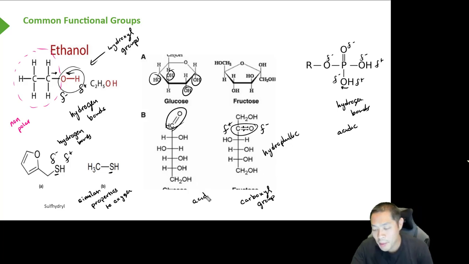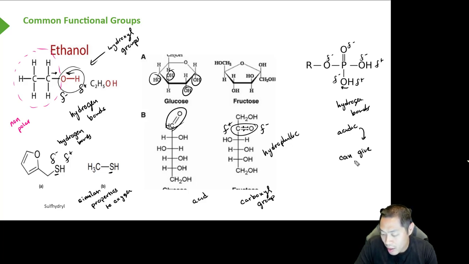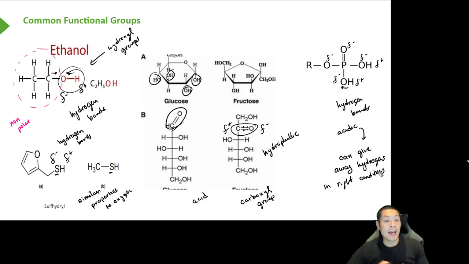And what I mean by acidic is that the oxygen so wants electrons, it can give away hydrogens in the right condition. And that'll make more sense as we talk more about it. But that's what acid is. Acid gives away protons and a base will accept it. So these are the main ones that you'll see when we're talking about functional groups.